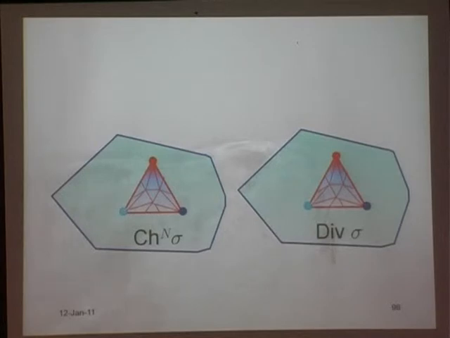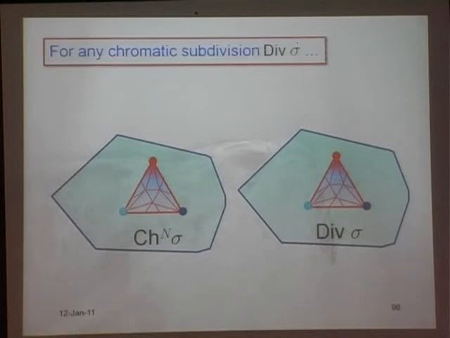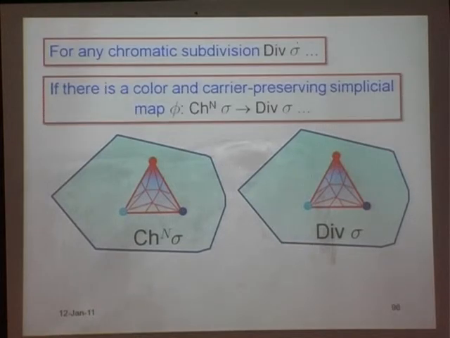So what we really want to show is that given any arbitrary chromatic subdivision over here, we can find an n such that for the iterated standard immediate snapshot subdivision, there is a color and carrier preserving simplicial map that goes from here to there. So it's color preserving in the sense that it sends each vertex here to a vertex of the same color over there. Carrier preserving says that if it's along this edge here, then it's going to end up along that edge there, and so on.